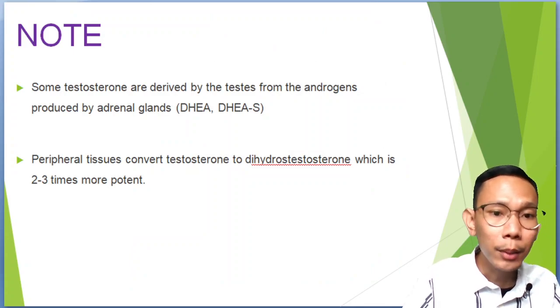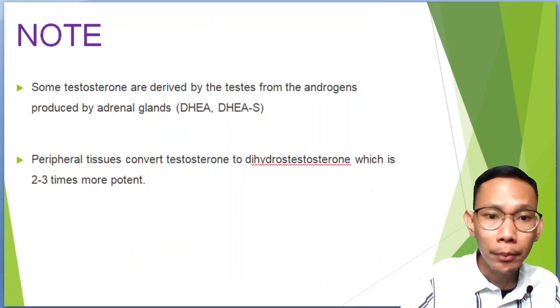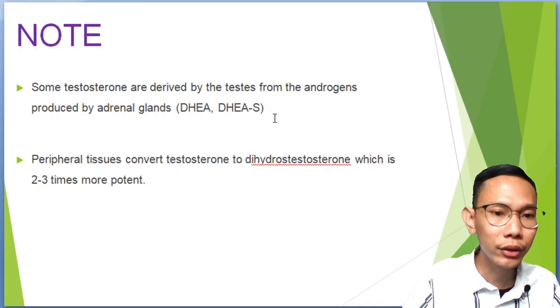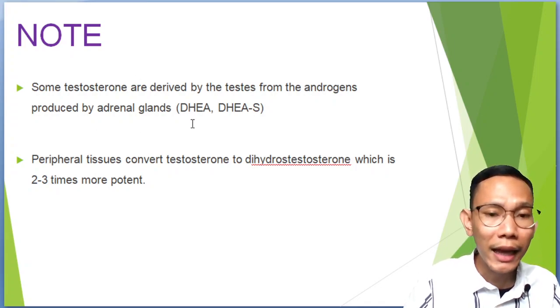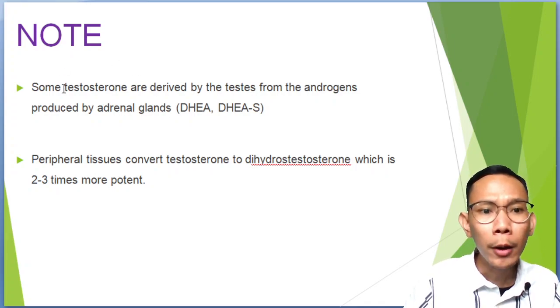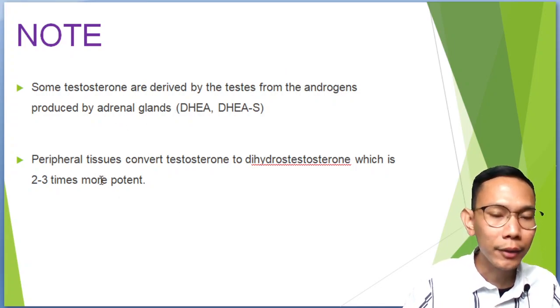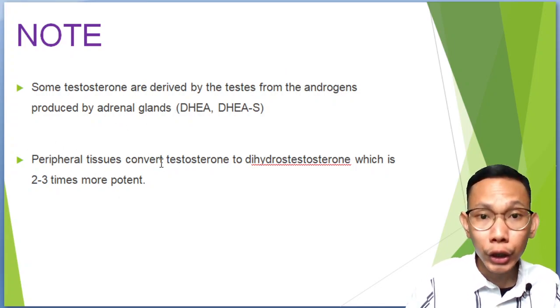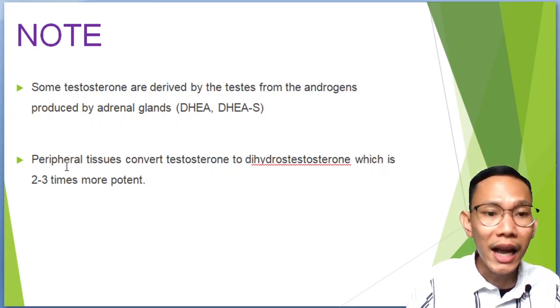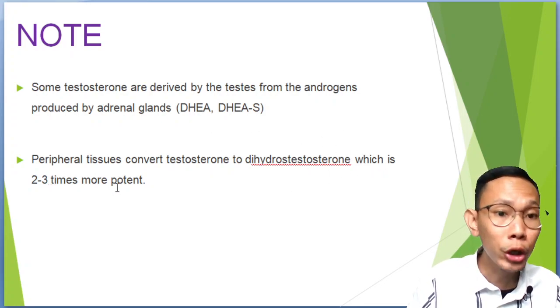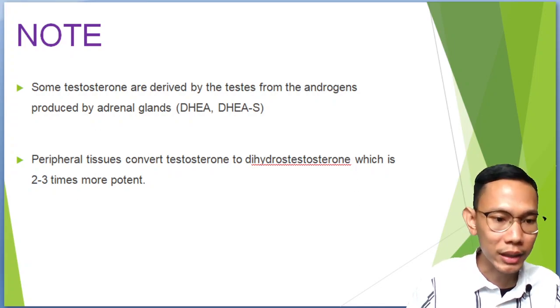So note, some testosterone is derived by the testis from your androgens produced by the adrenal gland, DHEA or DHEAS. So pwede din tayong kumuha ng testosterone from the androgens produced by your adrenal gland. Your peripheral tissues convert your testosterone into your DHT. Your DHT is actually 2 to 3 times more potent than the testosterone itself.